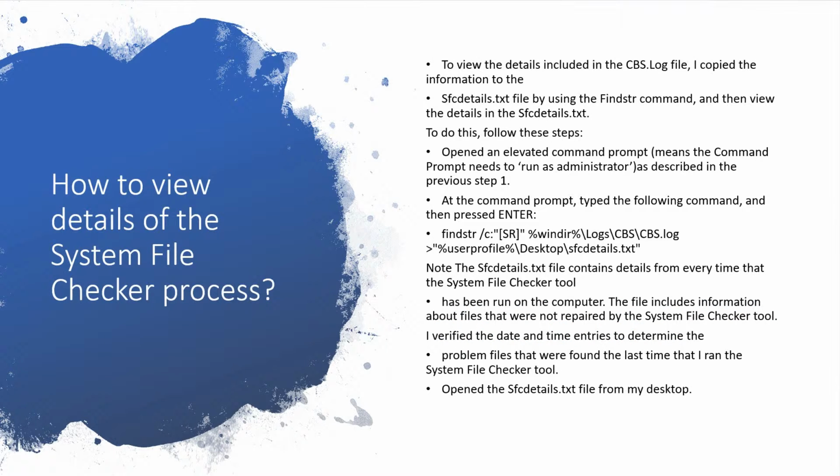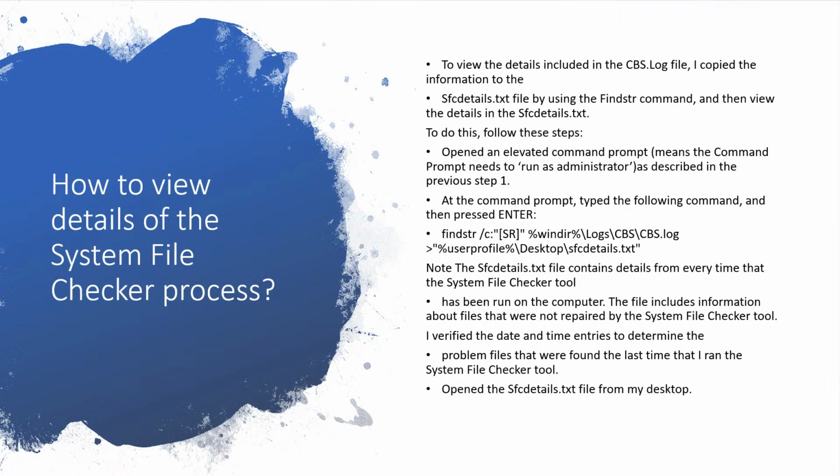CBS.log is the log file where it is all recorded. But when I tried to view that log file, it was so big and it didn't make any sense. So I further delved into the problem, and I could see that you could get the details of the corrupt files and the files that were repaired by the System File Checker with the previous command, scannow, and put them into a text file. You can call it any name, but I made it an sfcdetails.txt file by using the findstr command, and then view the details in sfcdetails.txt.